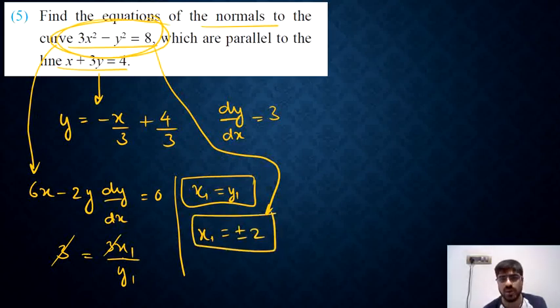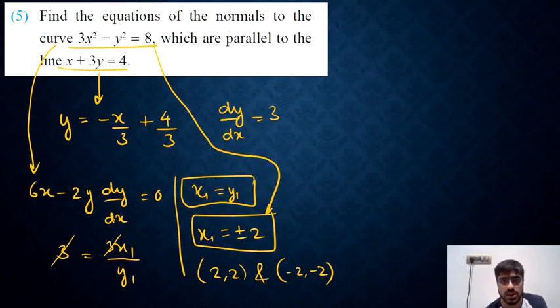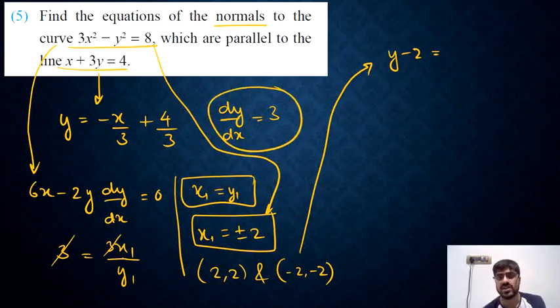So when x1 is 2, y1 will be 2, and when x1 is minus 2, y1 will also be minus 2. So the required points are (2, 2) and (minus 2, minus 2). Now we don't really require the points, we require the equations of normals at those points. So the equations of normals are going to be: y minus 2 equal to, the slope of tangent is 3, so the slope of normal will be minus 1 upon 3.